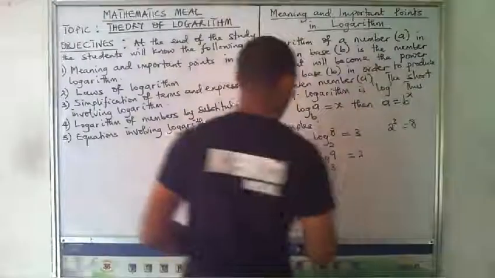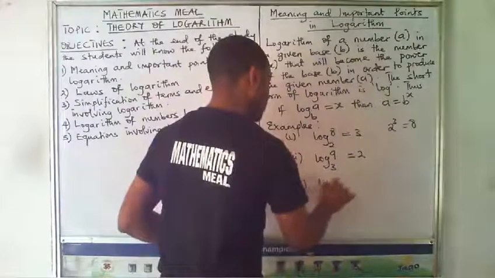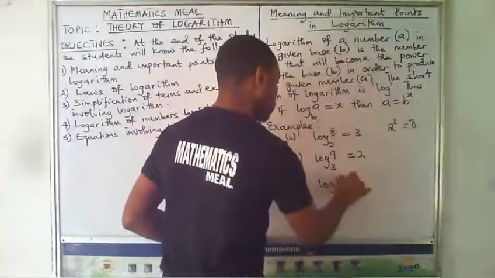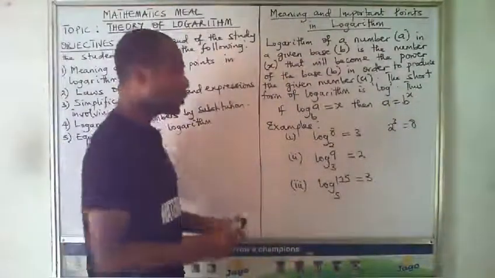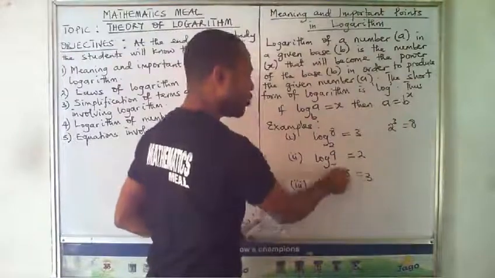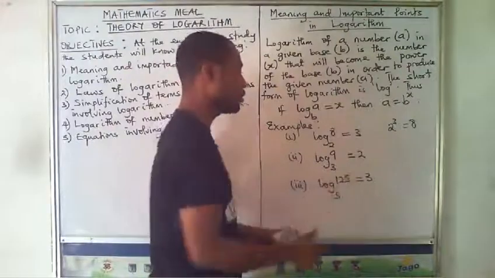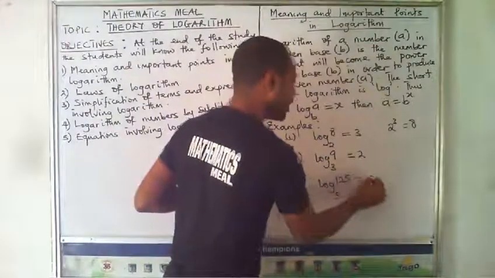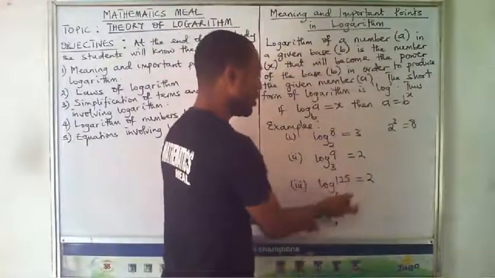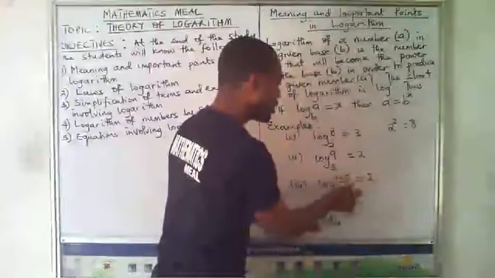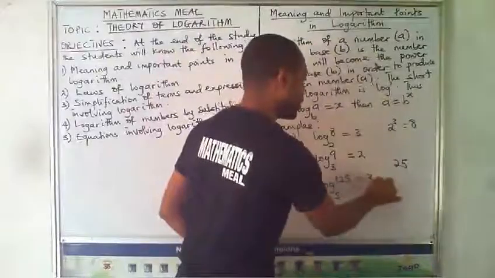So we take one more. If I have log 125 in base 5, it is going to give me 3, because when 3 becomes the power of 5, we form 125. 5 raised to power 3 gives 5 times 5 times 5, and that's 125. If someone mistakenly puts 2 here, log 125 in base 5 can never be 2. Why? When you raise 5 to the power of 2, you will form 25 and not 125. So this log is equal to 3.